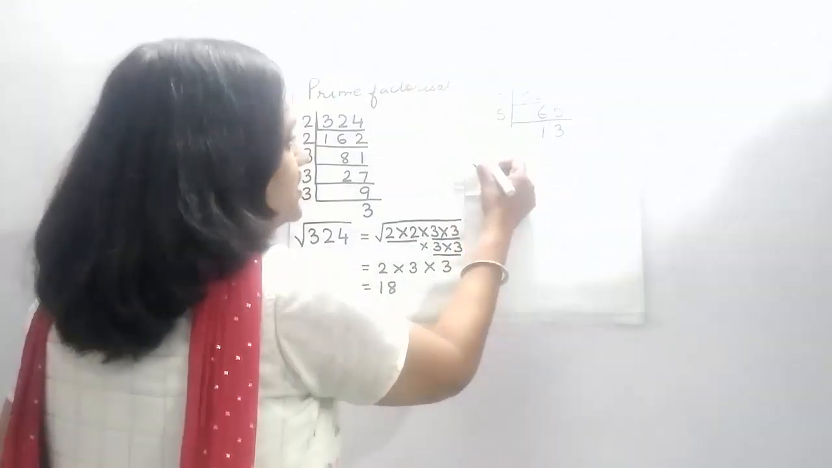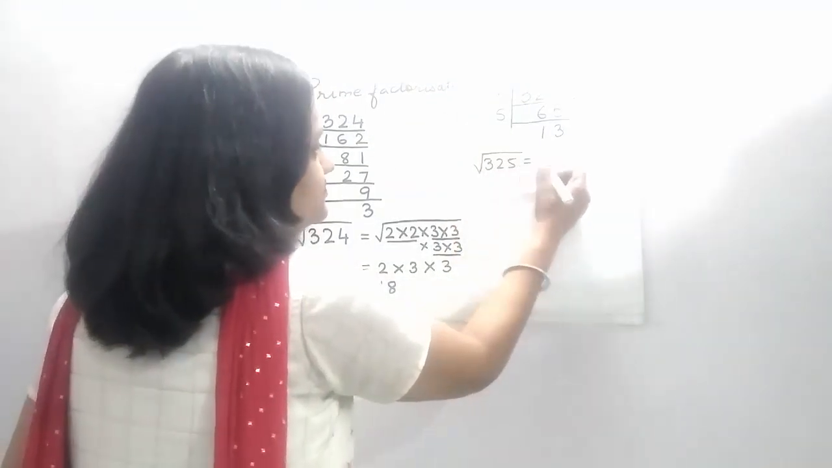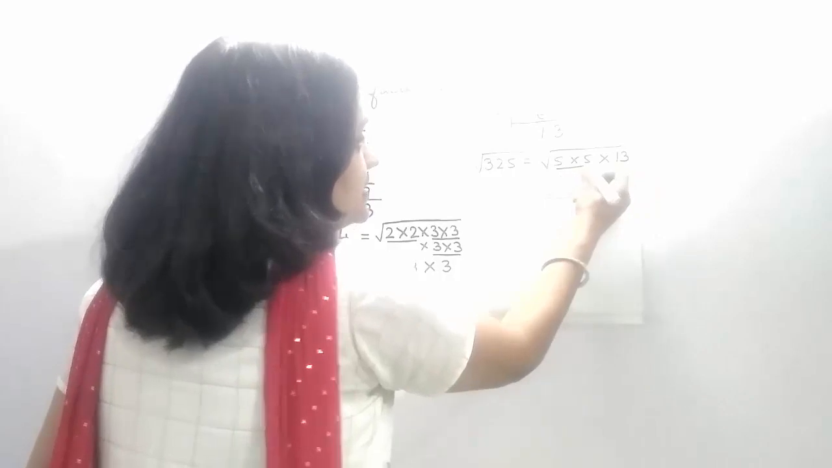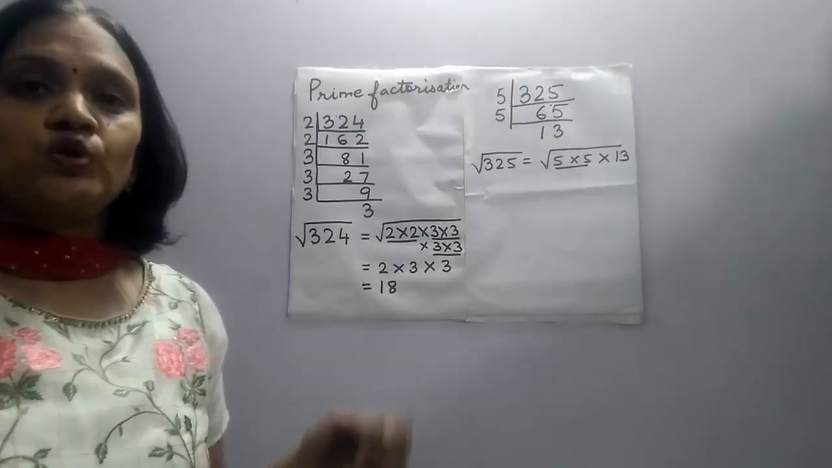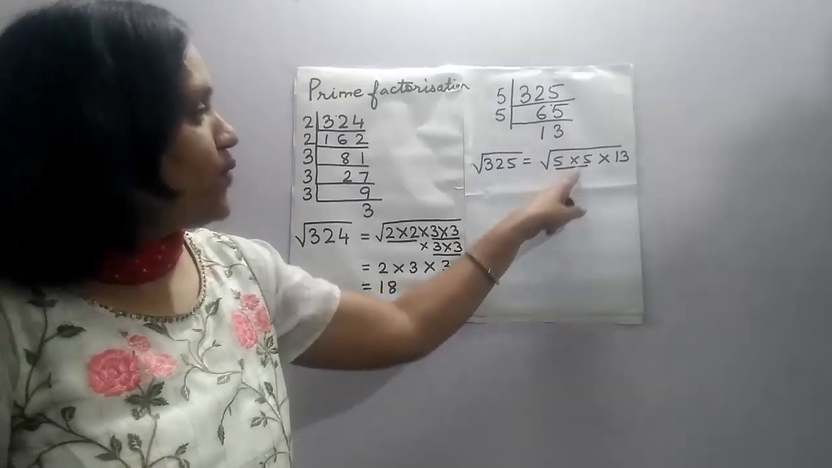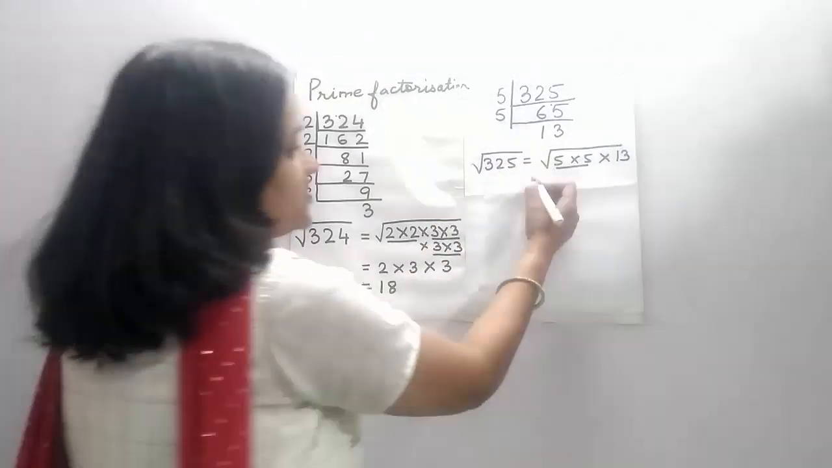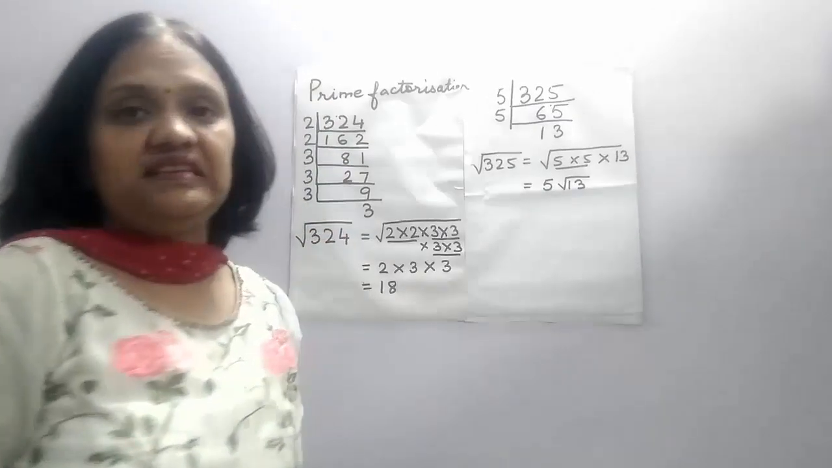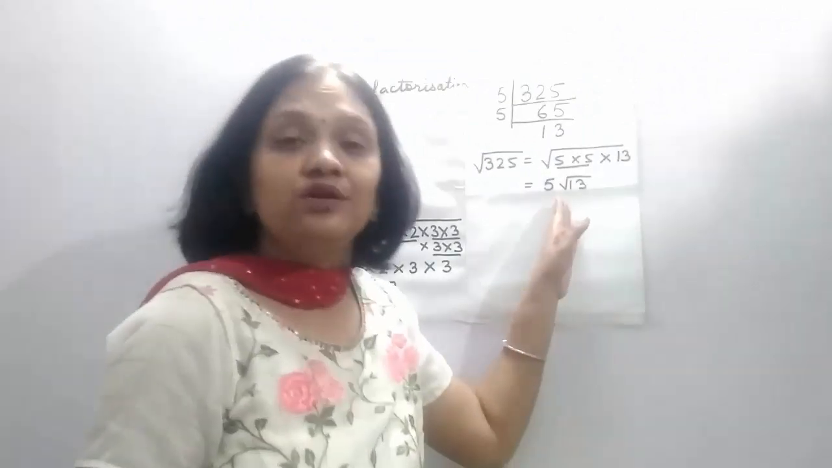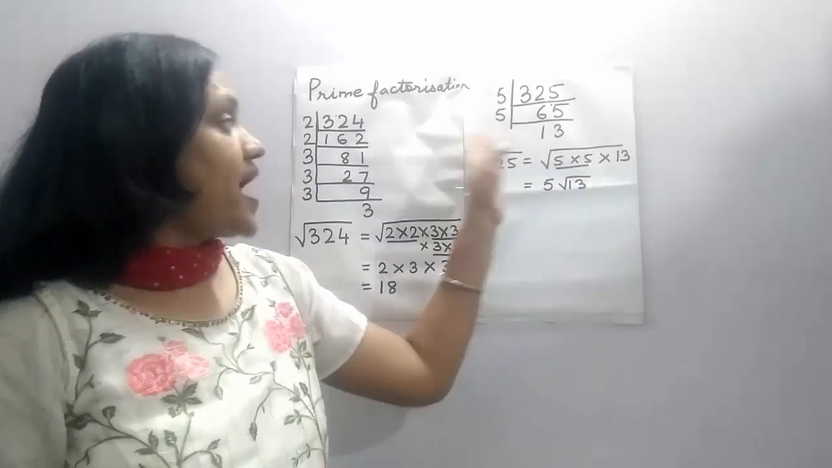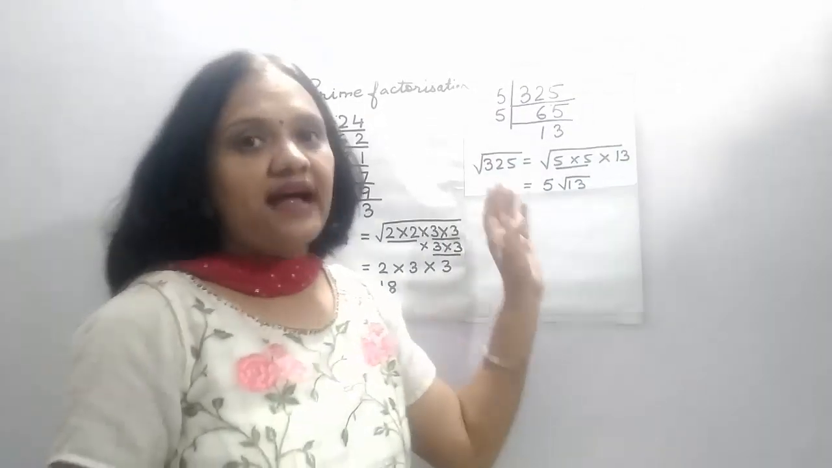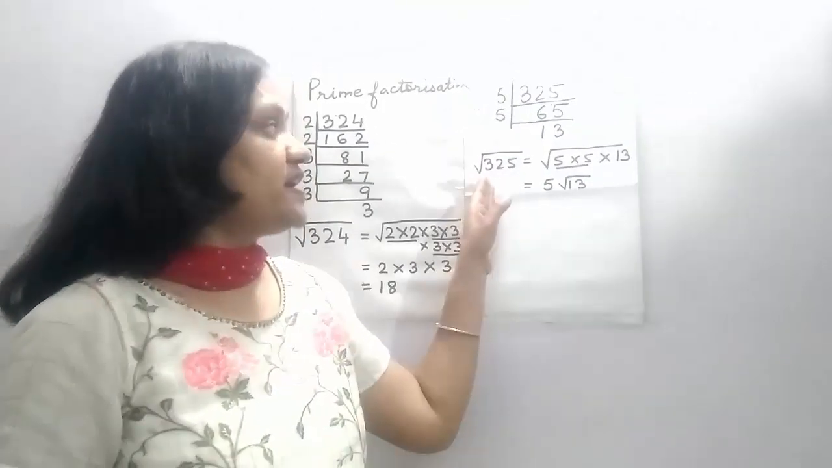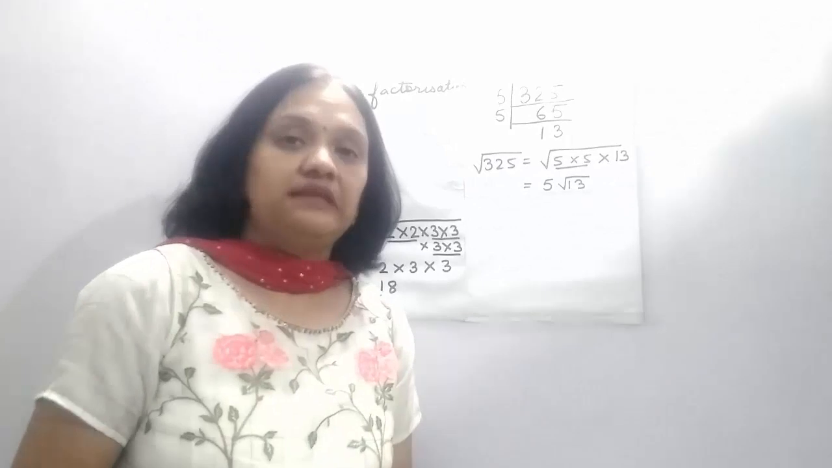So square root of 325 is square root of 5 into 5 into 13. The 5's have a pair, so when we have a pair, one of the numbers can come out of the square root sign and we get 5 into root 13. The root sign has not gone away from the square root of 325. So we can understand that 325 is not a perfect square. Square root of 325 is 5 into root 13.